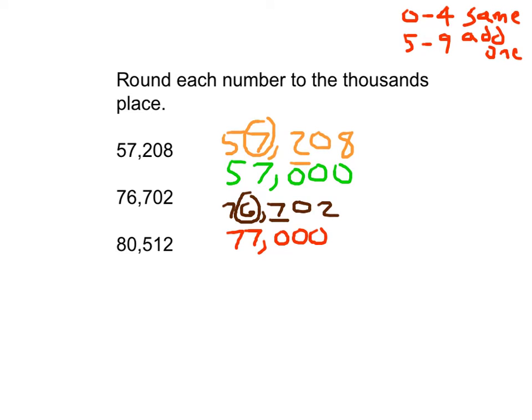For that final problem there, again I will rewrite it. I'm going to identify that thousands place. 5. It says to add 1 with a 5. So the 0 becomes a 1. We zero out, and all other digits stay the same. 80,512 is close to 81,000.